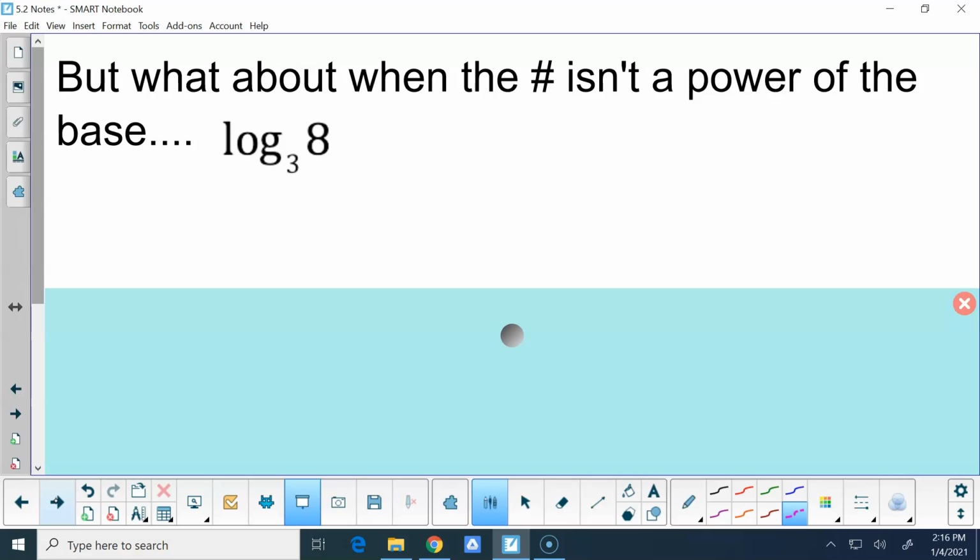Now, what happens when it's not a power? If I would do the box method here, I would say, okay, so then this would be equal to a box, and then 3 to the box is equal to 8. Well, I can't rewrite 8 as a power of 3, so I'm stuck. This is where our calculator is going to come into play.